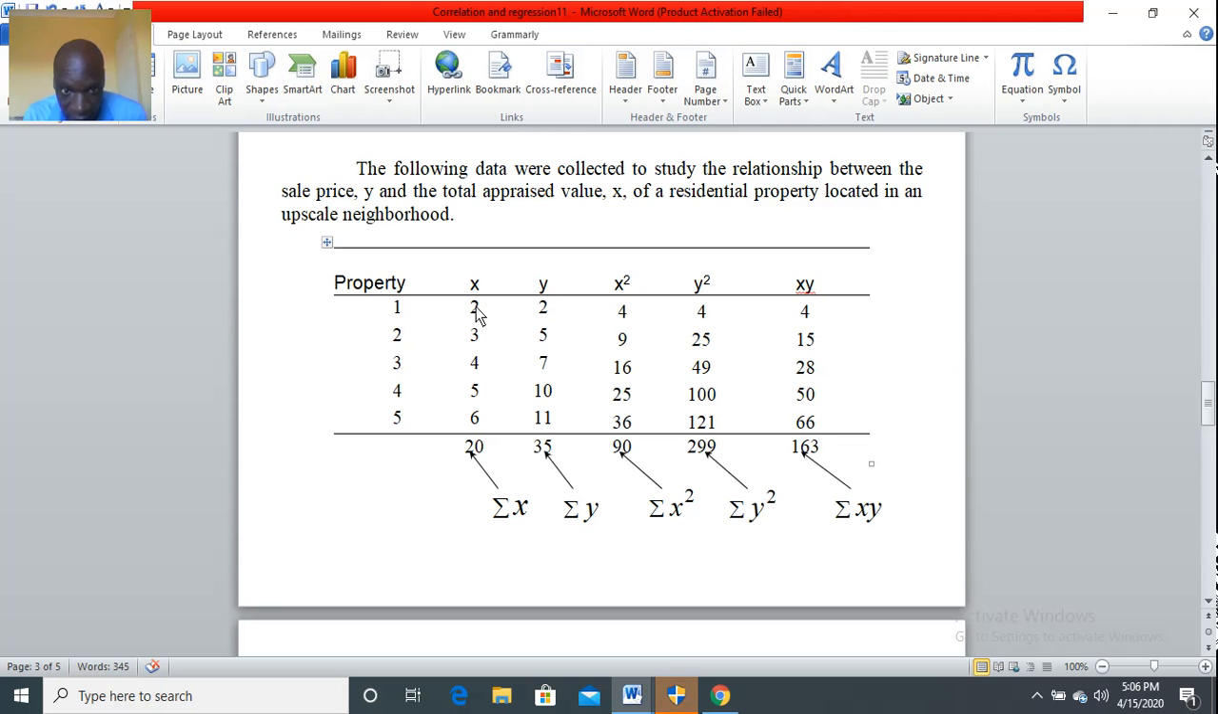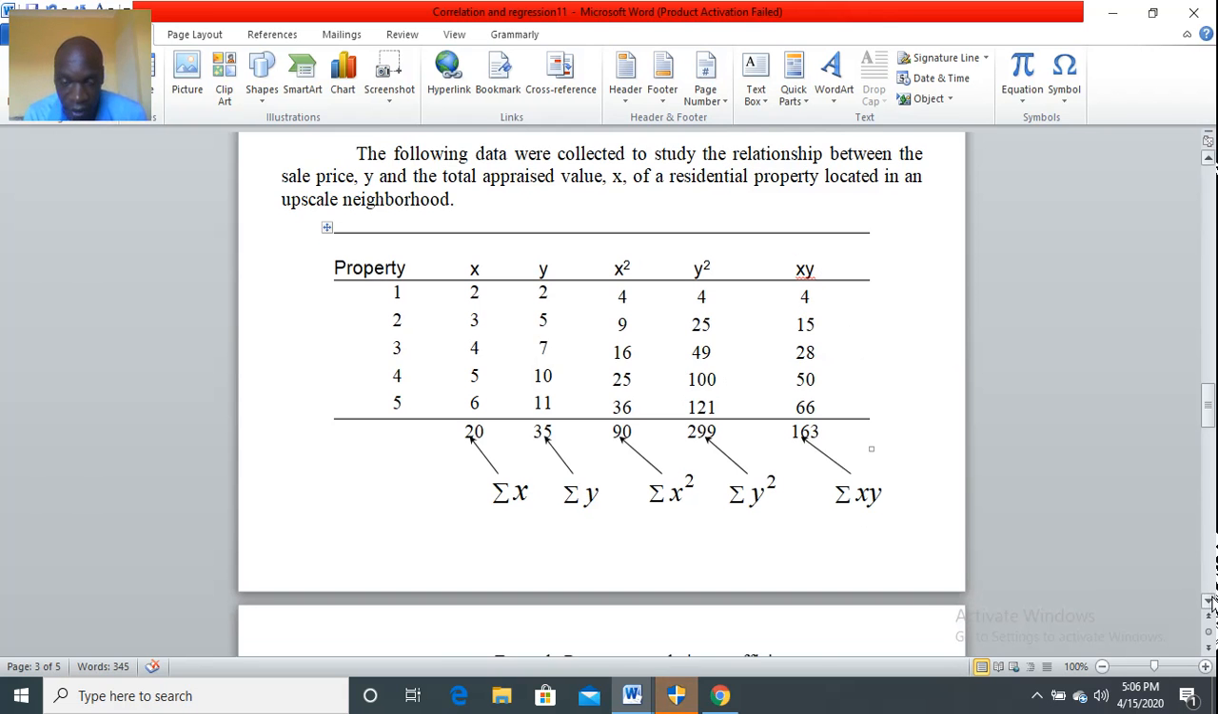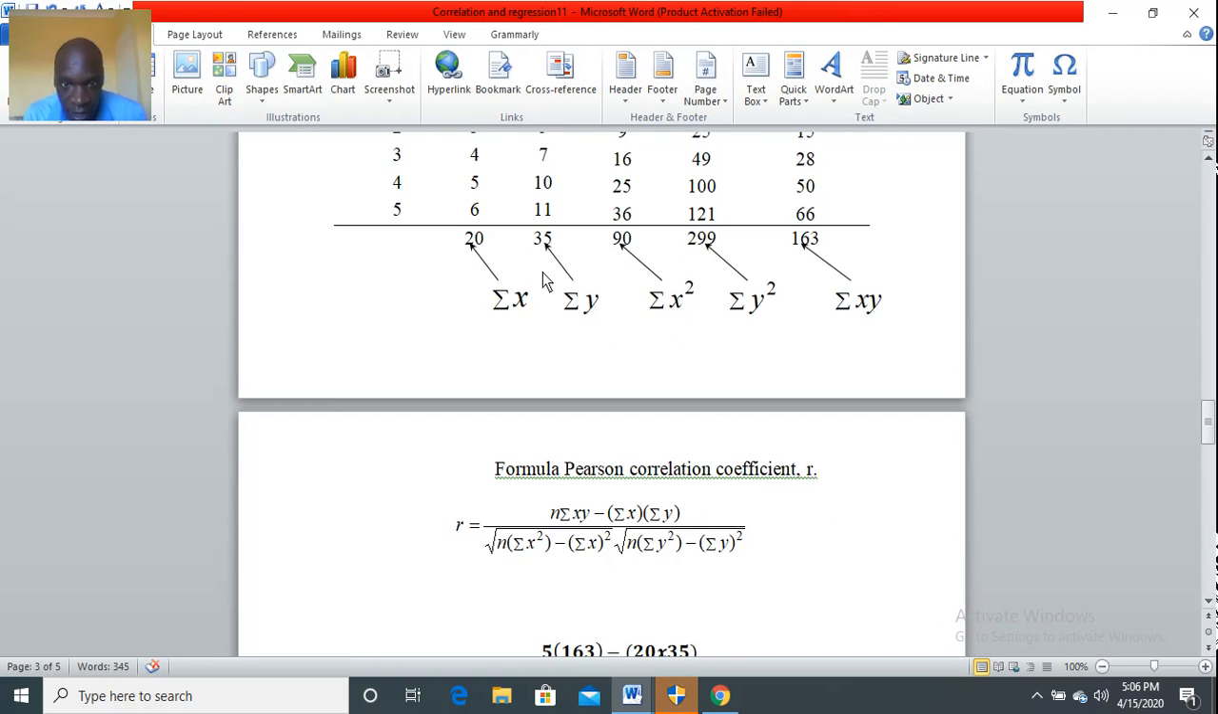Then I can make the cross multiplication, x times y. 2 times 2 is 4. 3 times 5 is 15. 4 times 7 is 28. 5 times 10 is 50. Then I add, and this is the summation of xy. These are the values which I'm going to use to substitute.